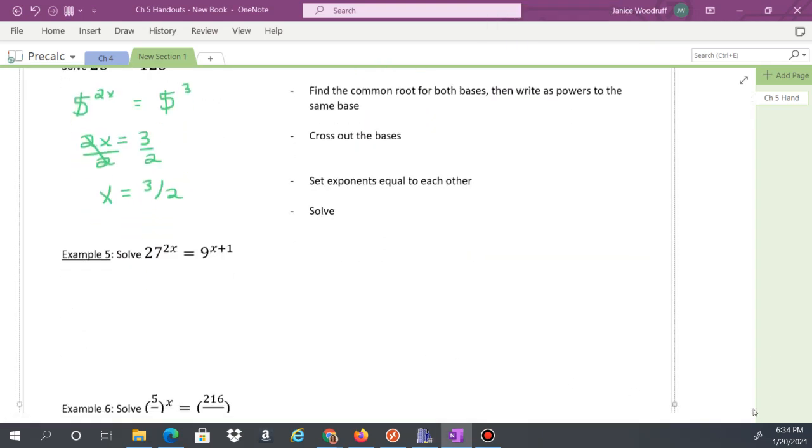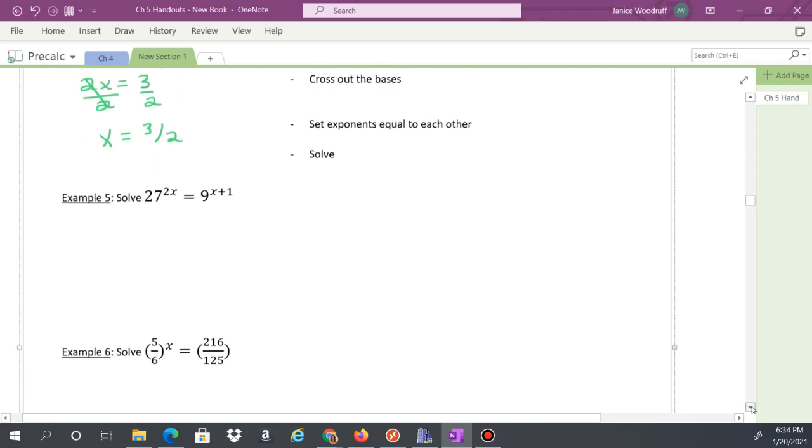So when you look at example 5, think of a common root here. I know if I took the square root of 9, that would be 3. Is 3 a root of 27? Yeah, 3 cubed is 27, and 3 squared is 9. So we're going to use that to solve this problem.